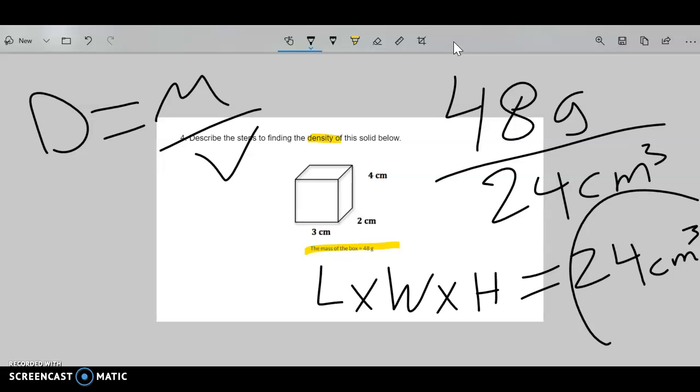And when it says describe the steps, just talk about what you had to do. So obviously you know that you had to calculate the volume. This is what you got. Then you had to find the density by getting the mass and dividing it by the volume. So just kind of describe your steps.